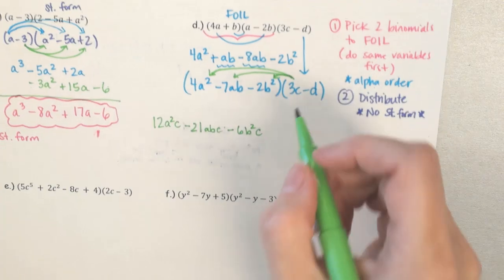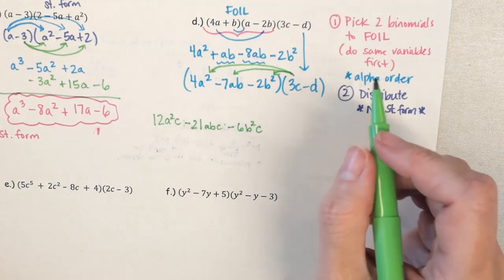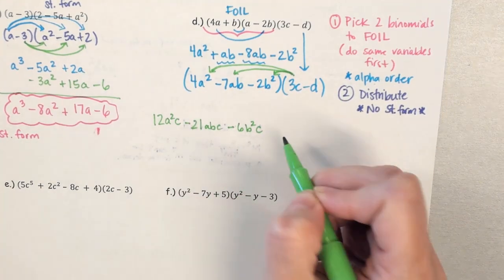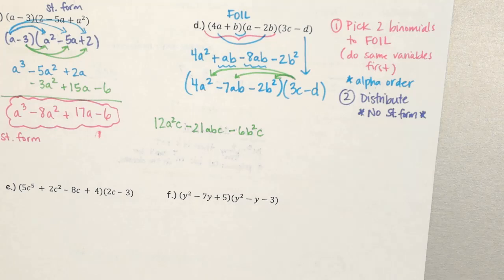And now we're going to distribute negative d to everything. Okay, so I'll give you a minute to do that, to multiply them all. Multiply negative d by everything in the value behind it.